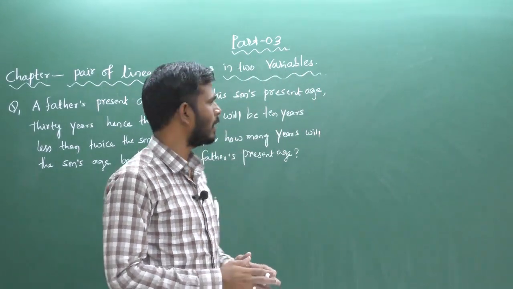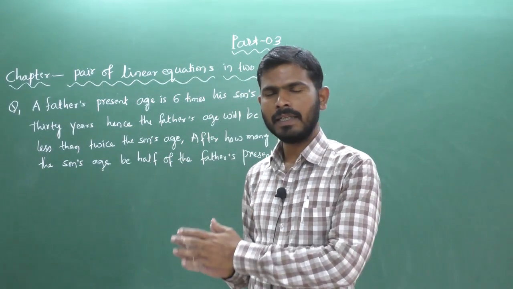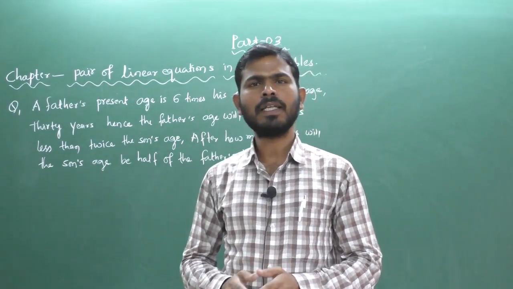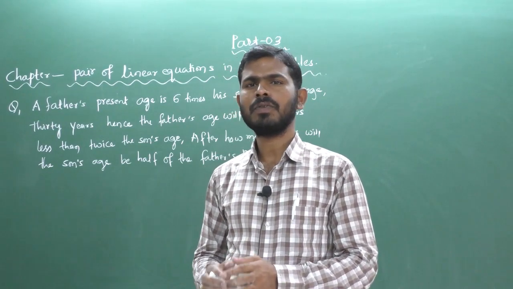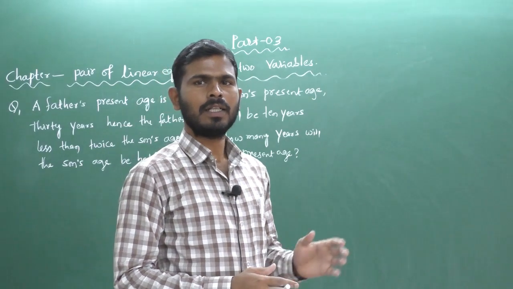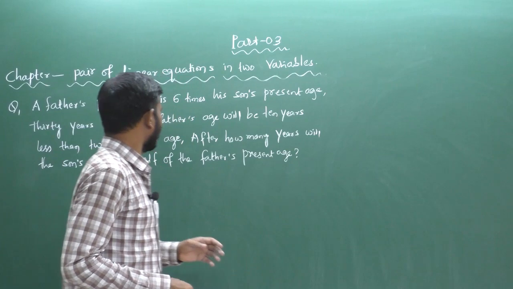First you have to read the problem, see what is given, and write the given data. Afterwards, according to the first condition, you have to make a linear equation in two variables. Next, according to the second condition, you have to convert it into the form of a pair of linear equations. So let us see.